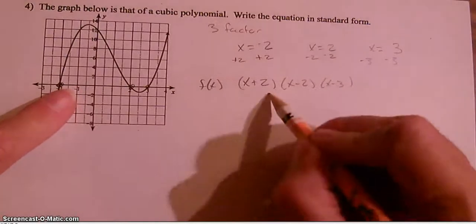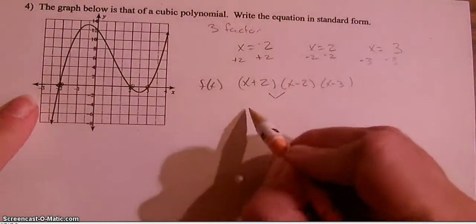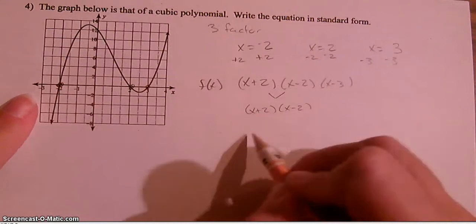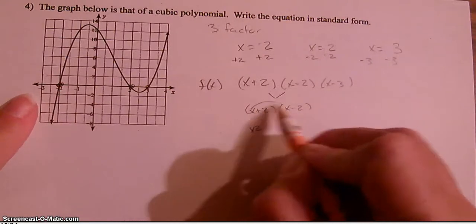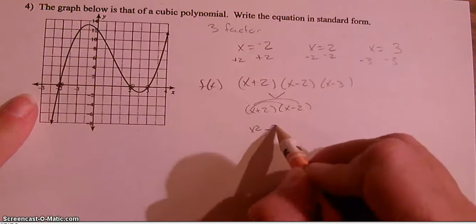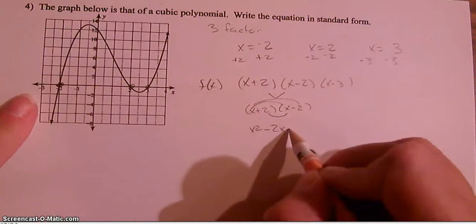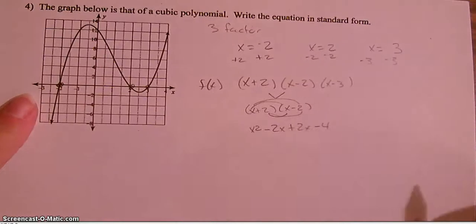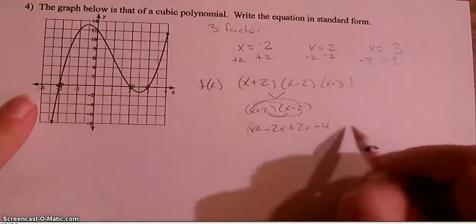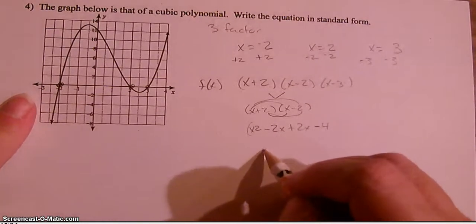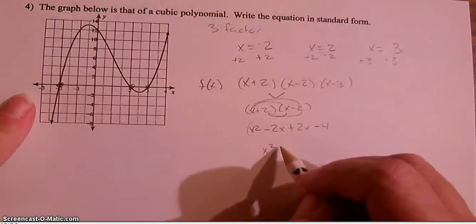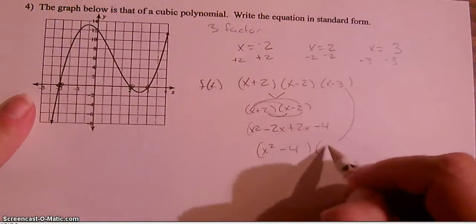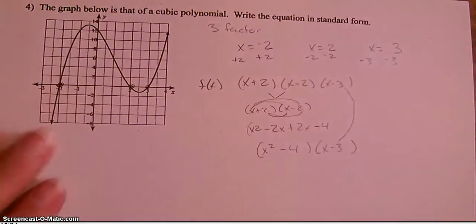So all we need to do is start FOILing out. If I FOIL this out, x times x is x squared. x times negative 2 is minus 2x. Plus 2 times x is plus 2x. And then 2 times negative 2 is minus 4. Okay, so combine my like terms. I have x squared, these cancel, minus 4. And then I'm going to bring down this x minus 3 and multiply that out.